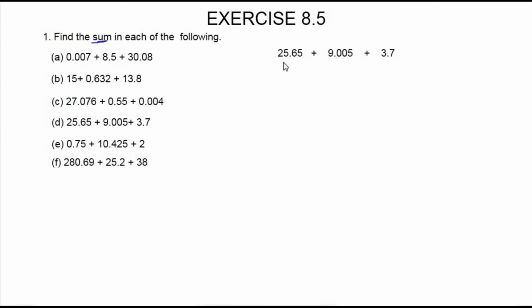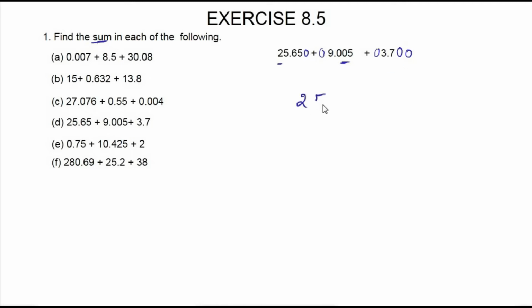Here is our fourth question. 25.65 plus 9.005 plus 3.7. Here you can see that the maximum number of digits before the decimal point is 2. So we need to add a 0 here to make 2 digits. Here we need to add a 0. Then the maximum number of digits after the decimal point is 3. So here we need to add a 0, and here we need to add 2 zeros.